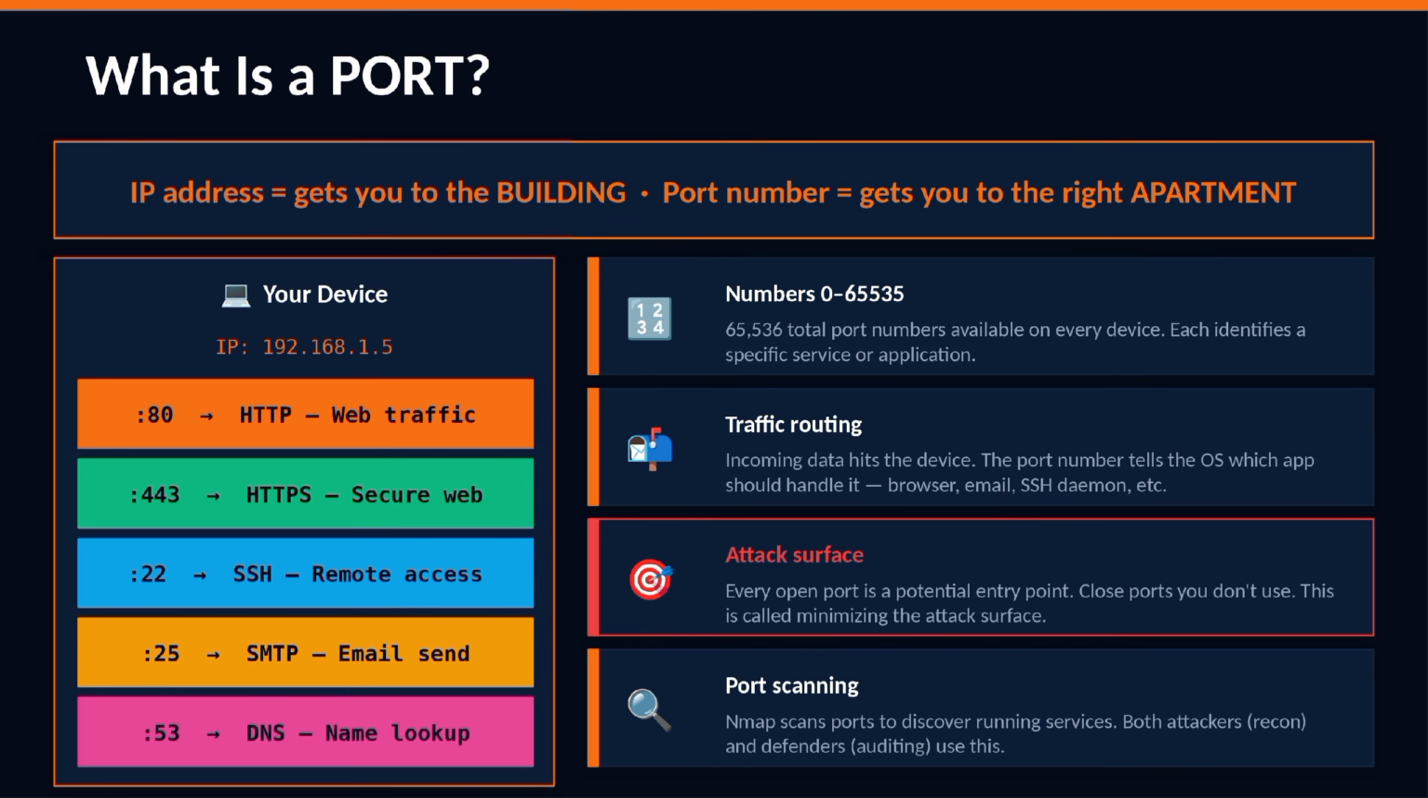A port is simply a communication endpoint identified by a number. Ports range from 0 up to 65,535. So when a server receives traffic, on port 80 it knows this is web traffic. On port 443, that's secure web traffic. On port 22, that's secure remote access. Each port is like a specific door for a specific service.